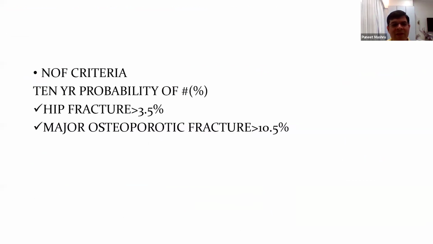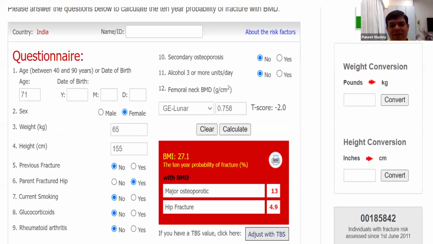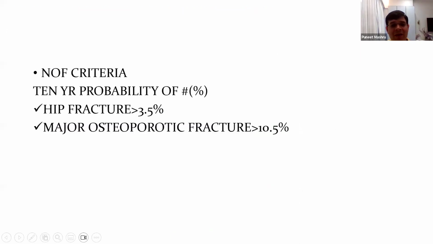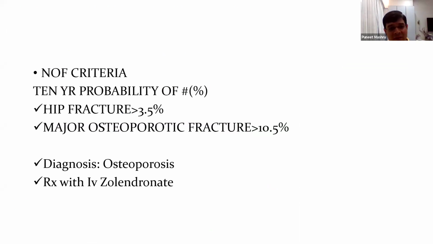So this patient, as you can see, has a hip fracture risk of 4.9% and a major osteoporotic fracture risk of 13%. So this is a patient who I would say has osteoporosis and we should treat. And I'd give one dose of IV zoledronate.